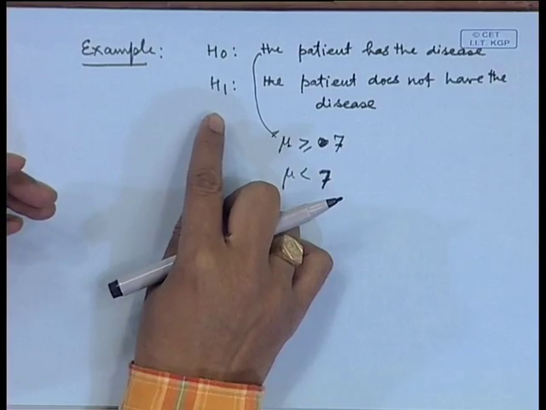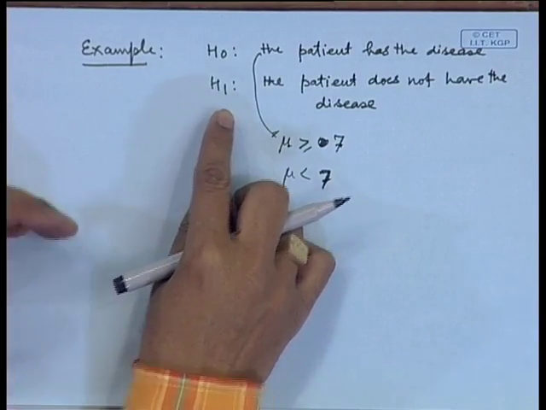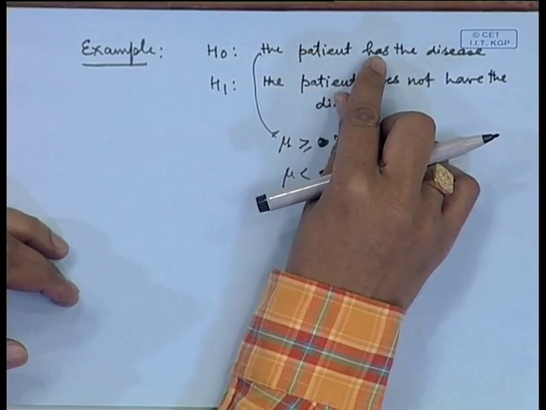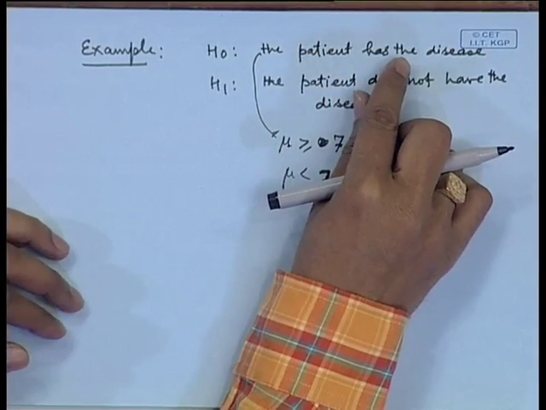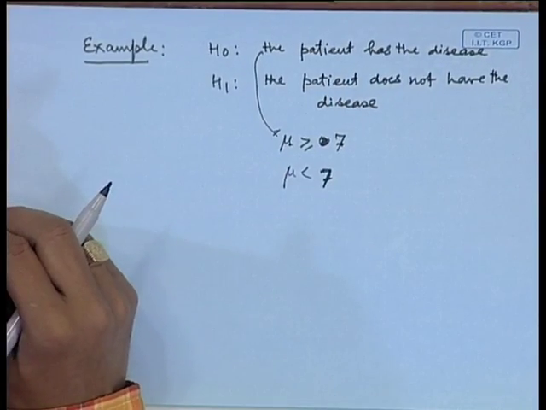Similarly, if you look at the type 2 error, that means he accepts H naught when actually H naught is false. That means the patient does not have the disease and the doctor concludes that he has the disease. He may give some heavy dosage of medication, which may lead to a lot of complications and discomfort for the patient. So, the error of the second kind also may lead to difficulties.